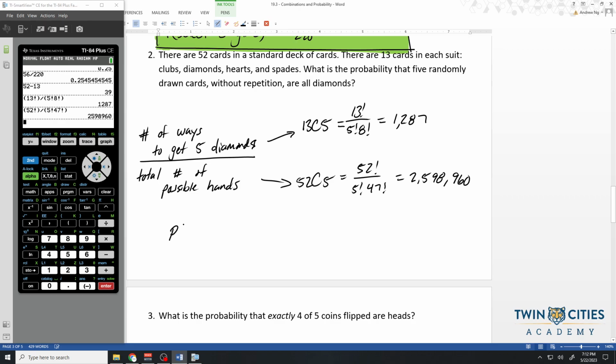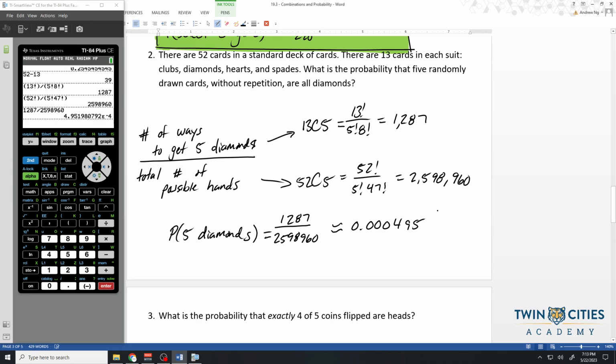So then the probability that you get 5 diamonds is 1,287 divided by 2,598,960. This is about, let's find out, 0.000495. So this is a very, very small chance.